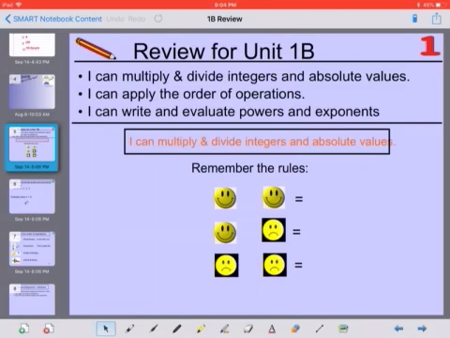So, multiplying and dividing integers and absolute value, remembering our rules. When we have two happy people and we multiply them, they get along, our answer is still going to be positive. Remember, these are for multiplying and for dividing. If we have a happy person and a grumpy person and we multiply them or divide them, they're not going to get along because they have different views, so your answer is going to be negative.